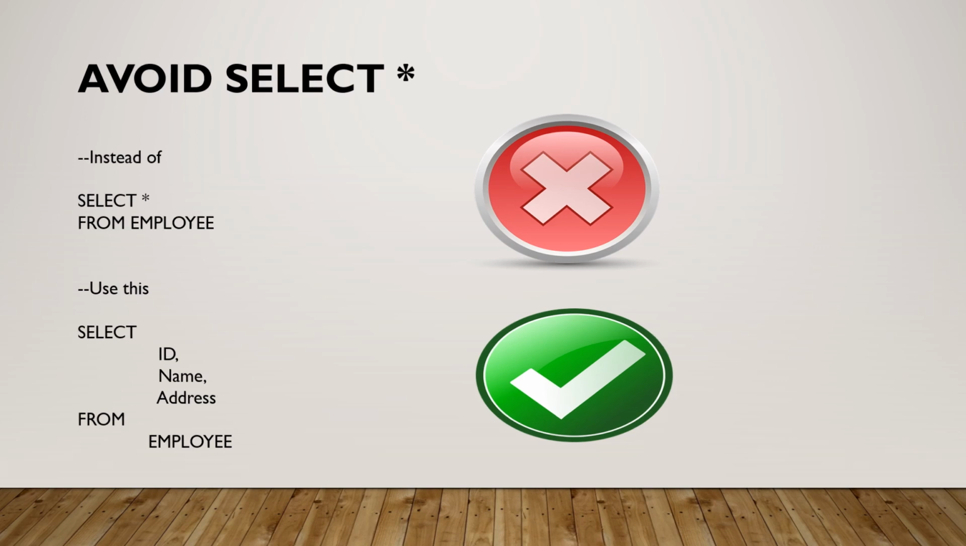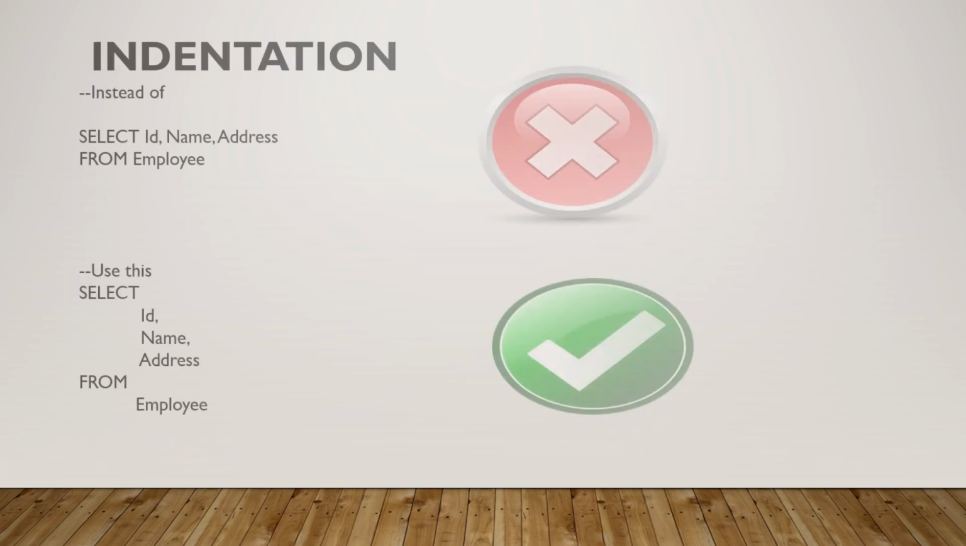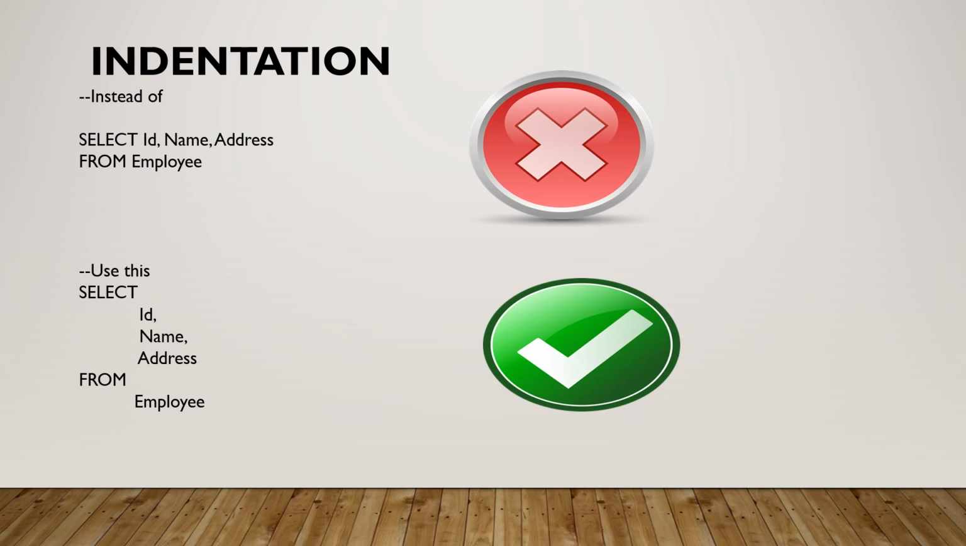Next, indentation. Instead of writing in the first form, like select ID, name, address, everything in one single line, use it like this, with every column in its own row. Indentation is generally for improving readability, and it makes it easier to edit and read your code when each column has its own row.